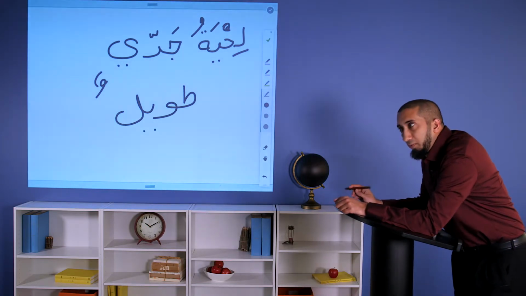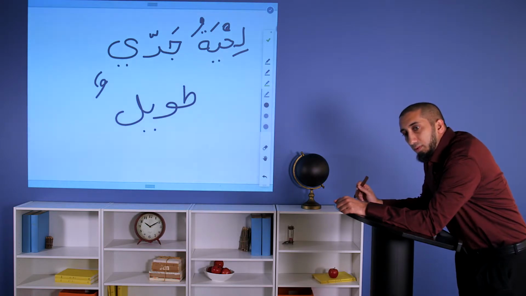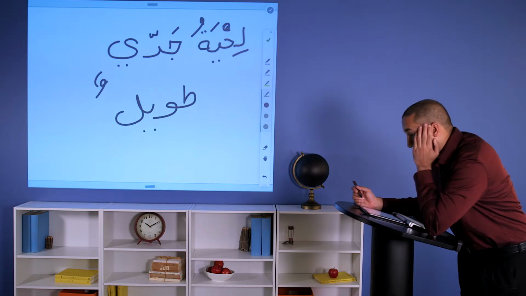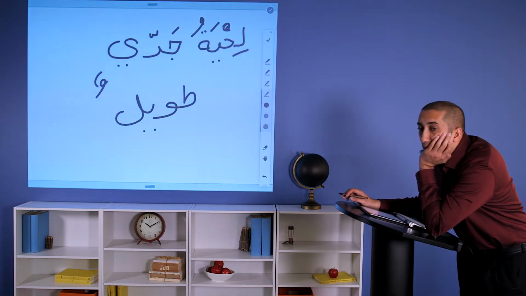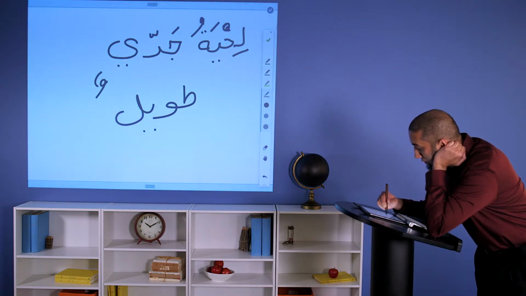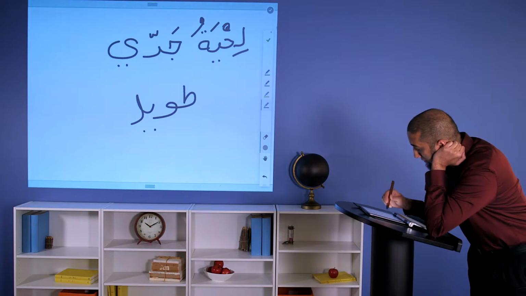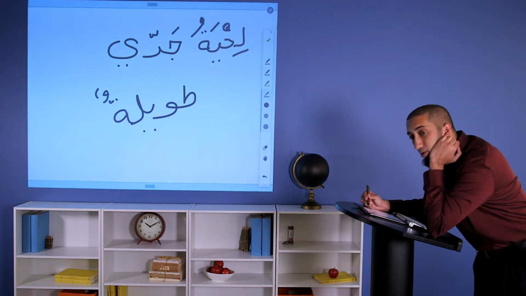What else is a quality of lihya? Gender. What's the gender of lihya? Feminine. And what's the gender of tawil right now? Masculine. So it doesn't match right now, and I need to change it to feminine. So I'm going to take tawilun and make it what? Tawilatun. Now I am matching it with number, gender and status.